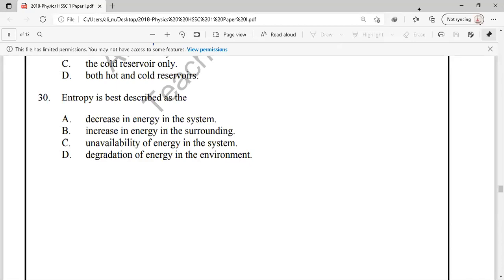Here we have the last question of this paper, question number 30. Entropy is best described as which of the following options? So we have one of the definitions of entropy in this option, that entropy is actually the unavailability of the energy in the system. This is one of the definitions or meanings of entropy, the unavailability of the energy in the system. So the correct answer for this question number 30 is option C.